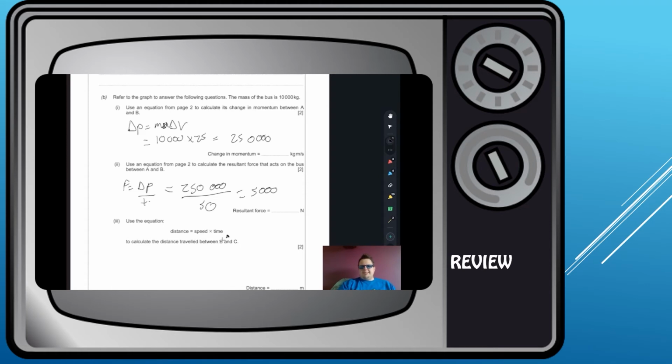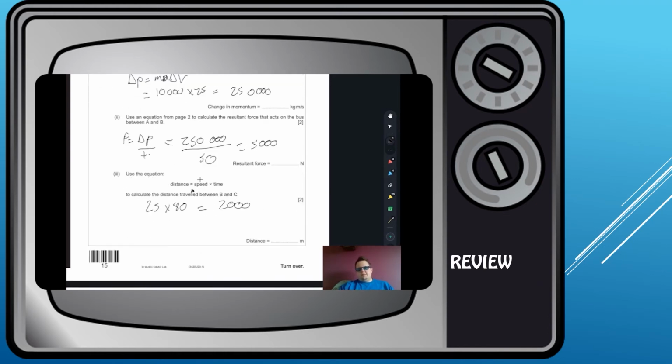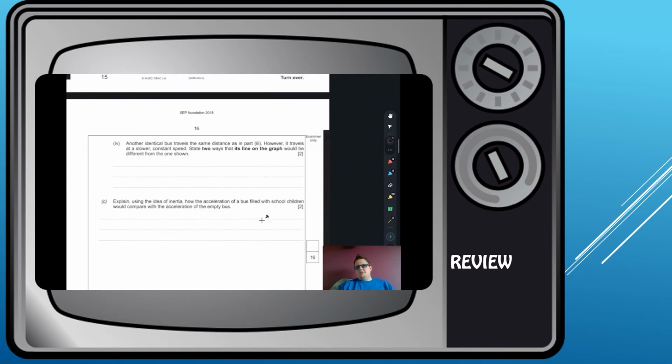Calculate the distance travelled between B and C. So that's going to be 25 times the 80 seconds between B and C, which is 2,000 meters. All of these are 2 marks, one for substitution, one for the right answer. If you get just the right answer, you get both marks.